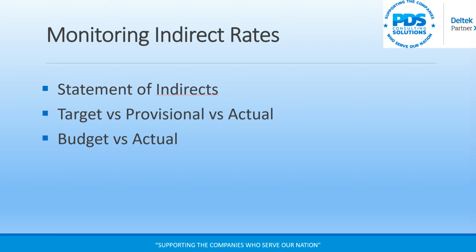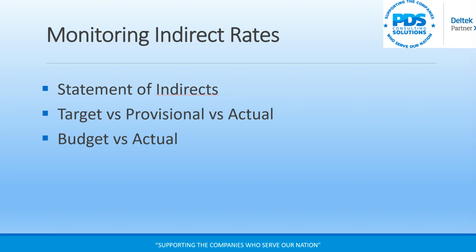So the system is built to accommodate the rate structure of huge corporations down to very small companies that just have a fringe of overhead and G&A. We've got some companies that have hundreds of indirect rate pools. I don't recommend that, but the flexibility that's there shows you that Costpoint can handle anything within the statement of indirects reporting.